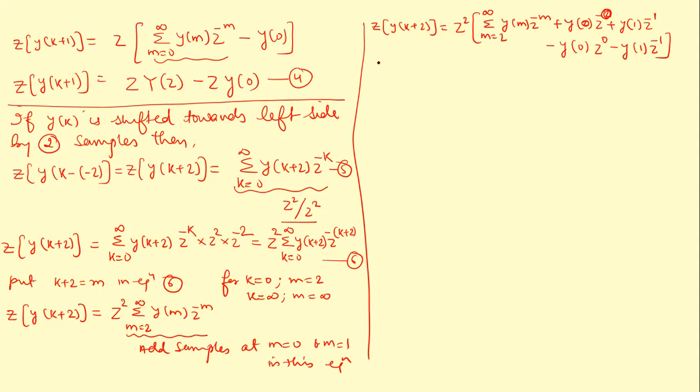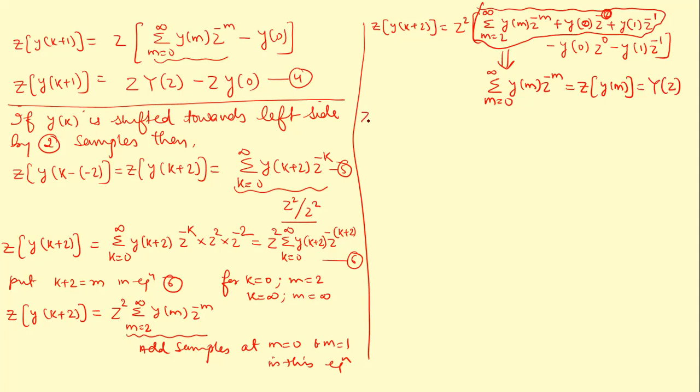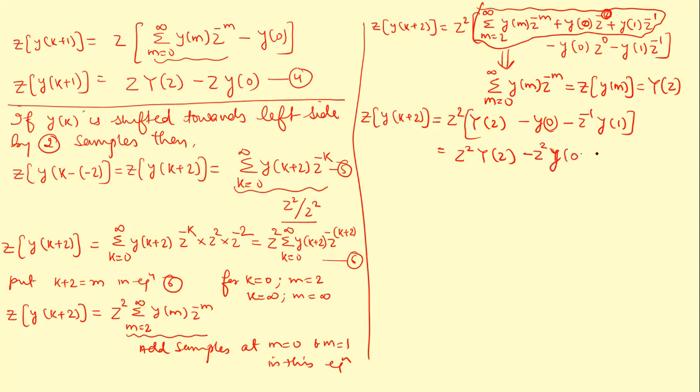Now, so now these three terms are equal to summation m equal to 0 to infinity y(m) z raised to the power minus m. So this is the z transform of some sequence y(m), which can be written as Y(z), right? So now we have the z transform of y(k+2) is equal to z squared Y(z), and then we have minus y0 and minus z inverse y1, right? So we'll open up the brackets. We have z squared Y(z) minus z squared y0 minus z inverse times z squared, so it would be z y1, right?